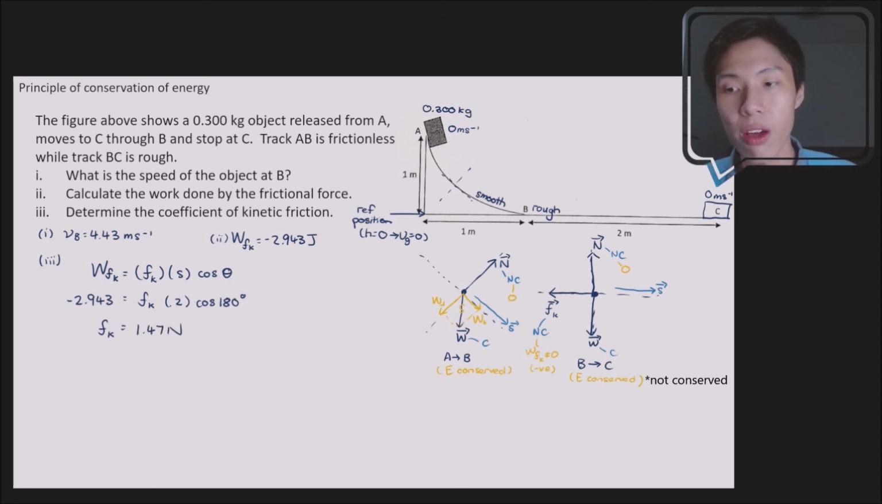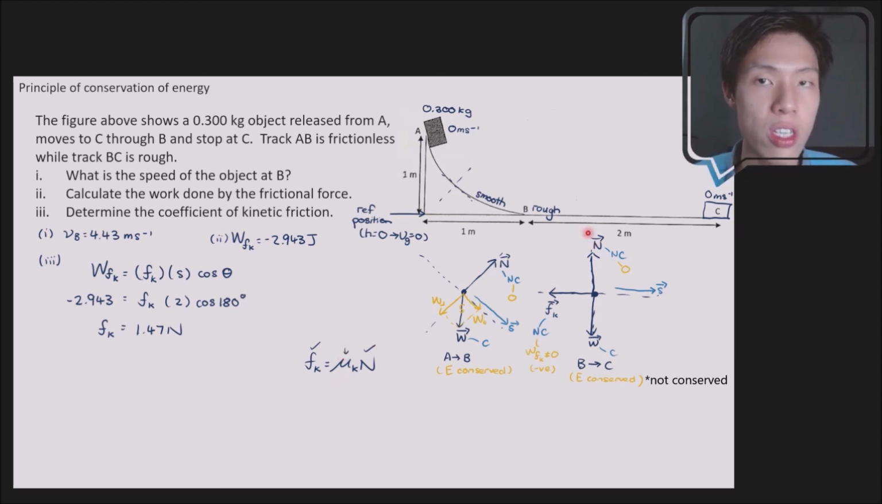Now you have your kinetic friction, but what they ask for is the coefficient of kinetic friction. So you end up needing to use kinetic friction equals the coefficient of kinetic friction multiplied by the normal force. You already have the kinetic friction, so what you need to do now is determine the normal force first. Then once you have your normal force and your magnitude of kinetic friction, you can do a calculation to find your coefficient of kinetic friction.